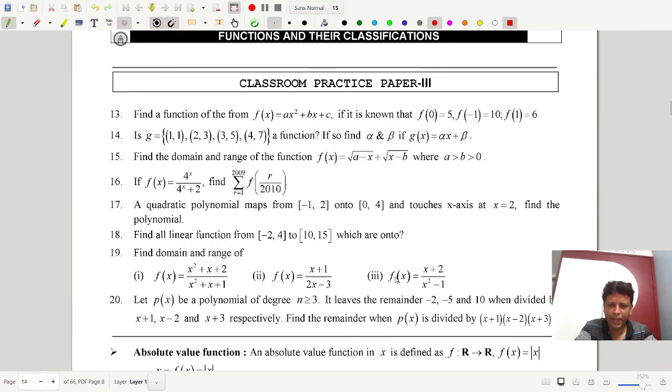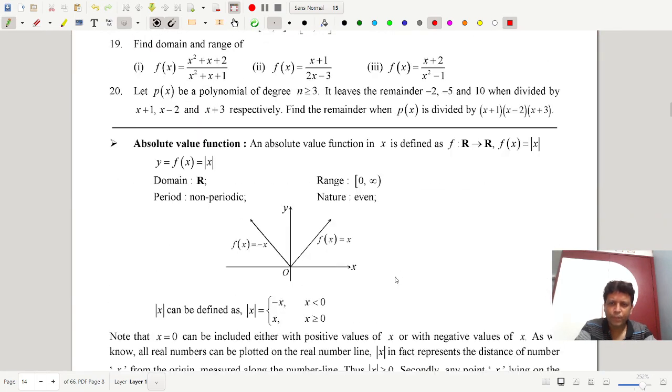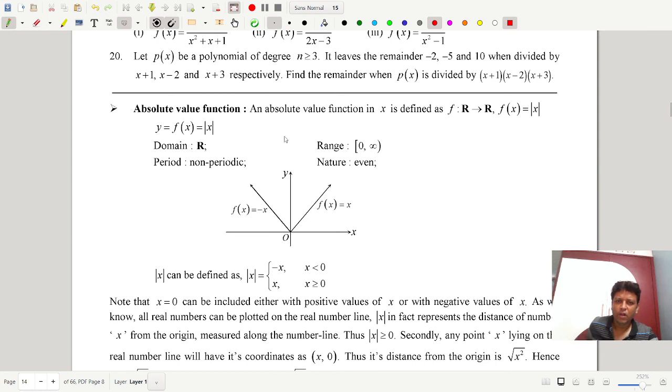Yeah, absolute value function. What is the absolute value function? Mod x, modulus of x. What is the domain of this modulus function? All real values. It can accept all real values. At no point is it undefined. And what is the range? You see the range is 0 to infinity because there is no negative part. So its range is 0 to infinity. Am I clear?